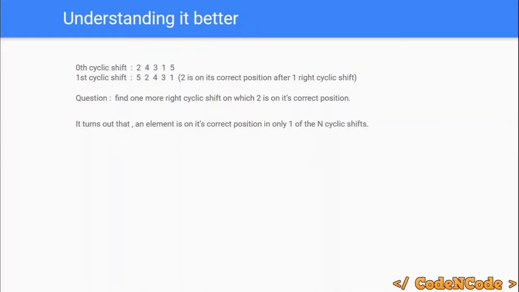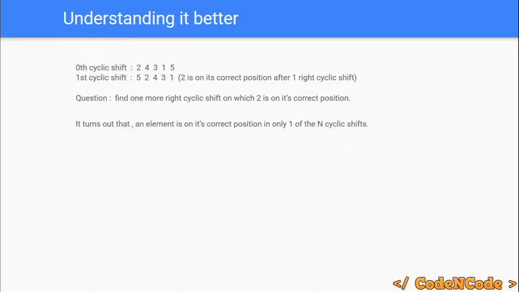The reason is that each element is unique, because we are talking about a permutation of length n. So each element is unique. So there will be only one cyclic shift, either left or right. For right there will be only one cyclic shift, for left there will be only one cyclic shift. So for each element there will be only one cyclic shift on which that element will be on its correct position, right?